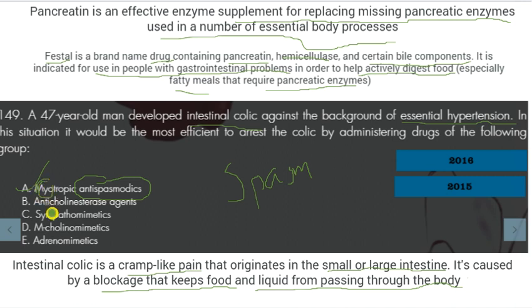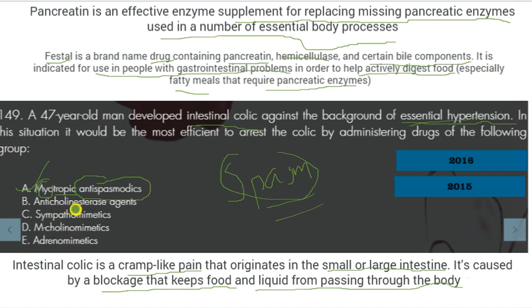Myo means muscle, tropic means nutrition, anti means against, spasm means against spasm. Against spasm, we need to introduce some drugs. This is essential hypertension. Then anticholinesterase.